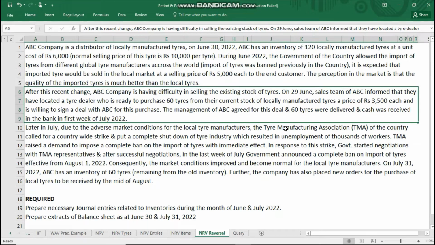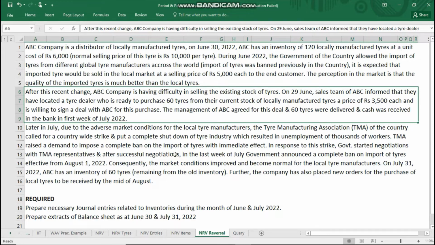thousands of workers. Okay, Tire Manufacturing Association raised a demand to impose a complete ban on the import of tires with immediate effect. So, in response to this strike, government started negotiations with tire manufacturing association representatives.